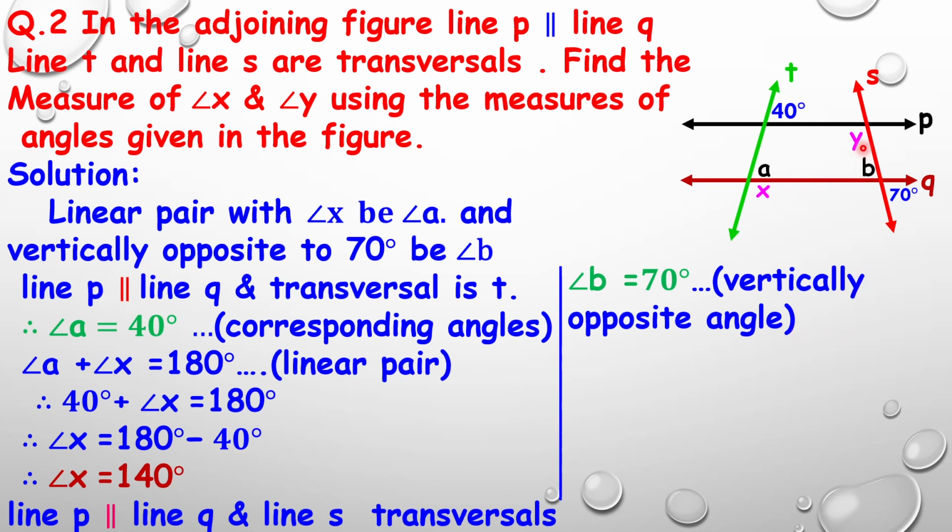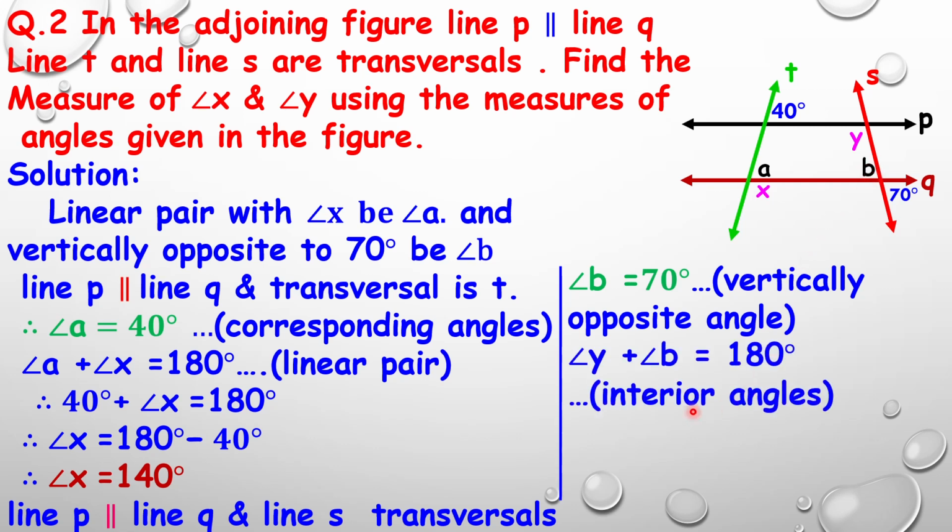Then we have to find the value of Y. Observe the figure and find the relation between angle Y and B. Here the letter C is formed. So angle Y and B are a pair of interior angles. We know interior angles are supplementary. Therefore, angle Y plus angle B is equal to 180 degrees. The reason is interior angles.